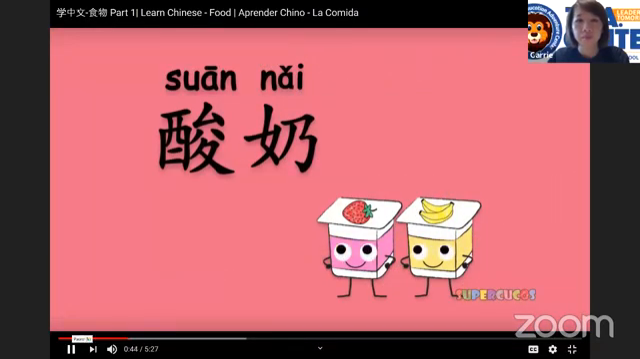酸奶. Now this is very important. It's a very healthy food. 酸奶 is yogurt. So 酸奶,酸奶,酸奶. Repeat three times.